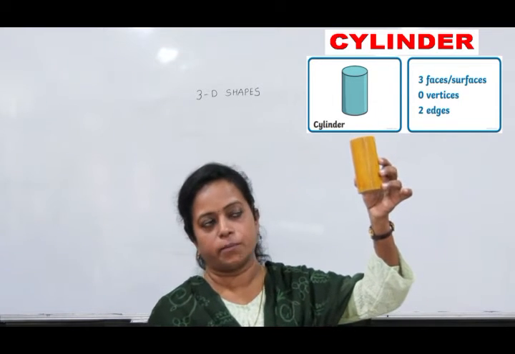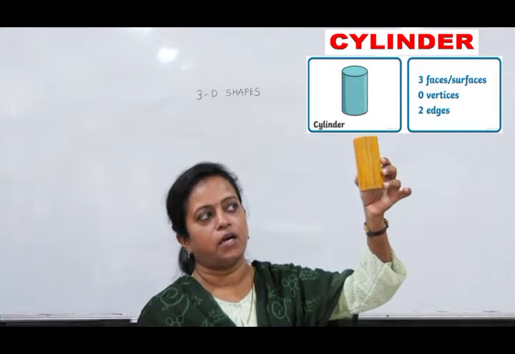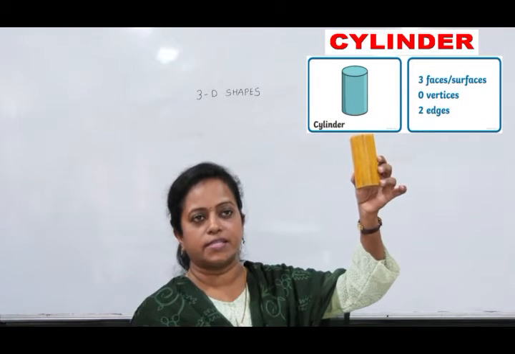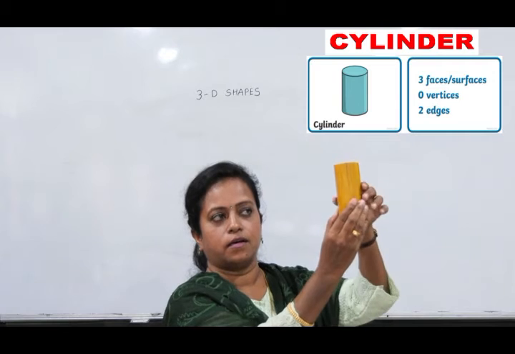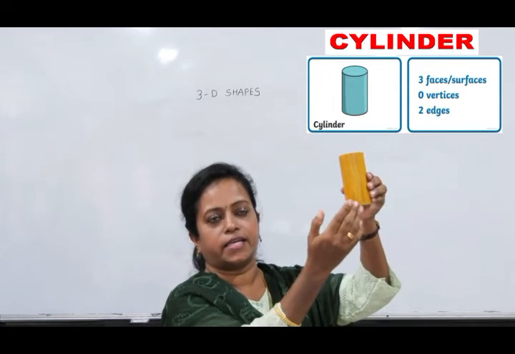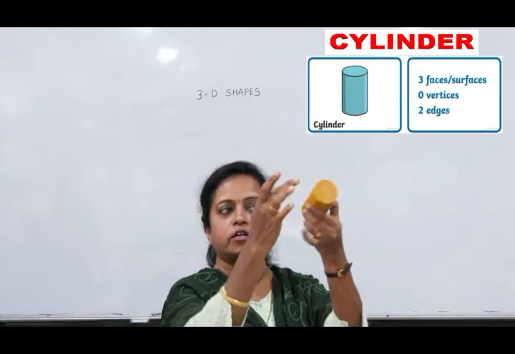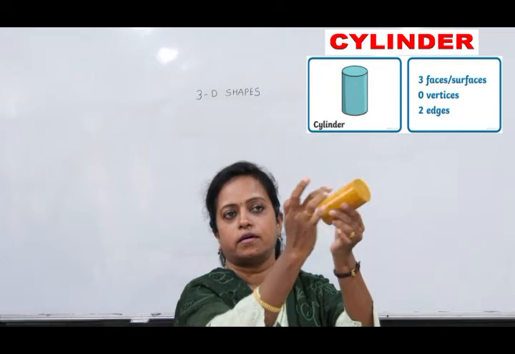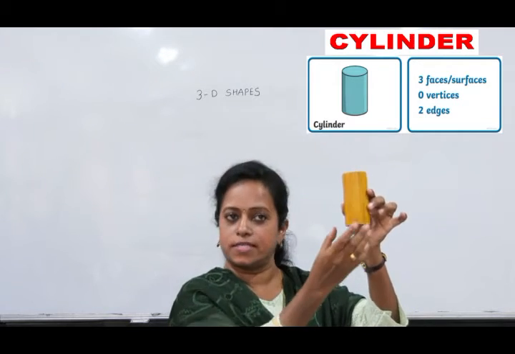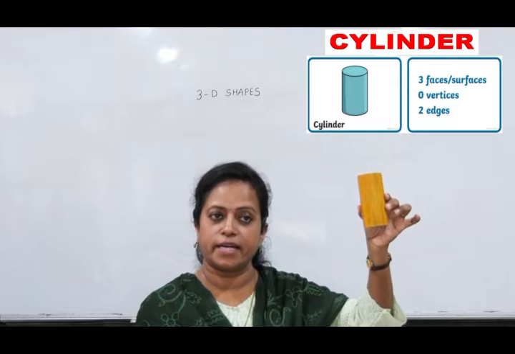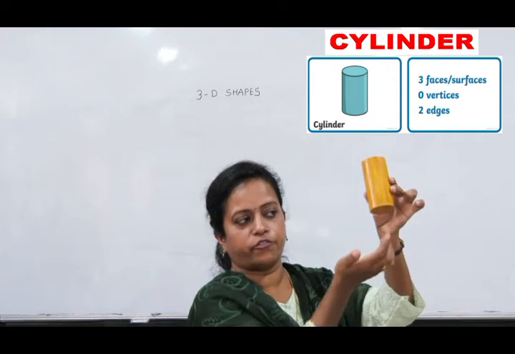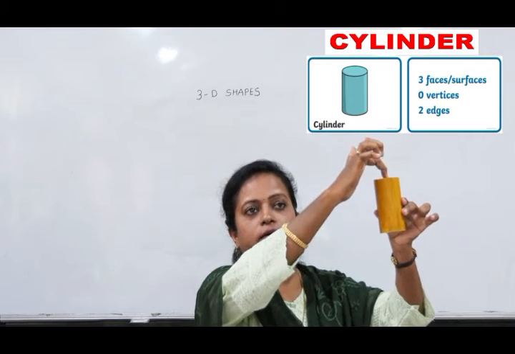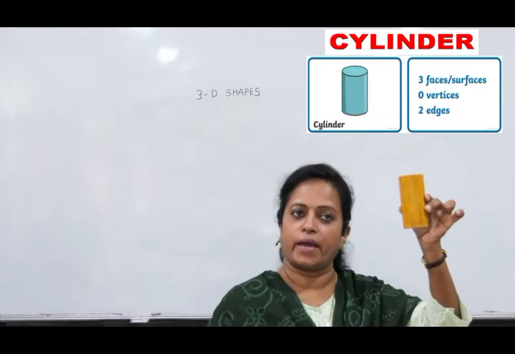Now let us first study the shape. Let us first see how its faces are. You can see that here you have a curved face that forms the cylinder. Other than that, there are 2 circular bases of a cylinder. So how many faces does a cylinder have? There are 3 faces: one curved face and 2 circular faces at the top and bottom.